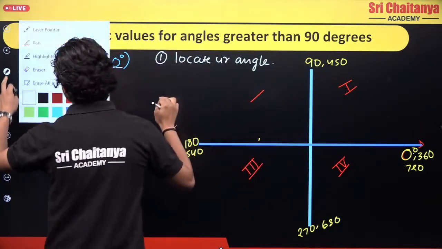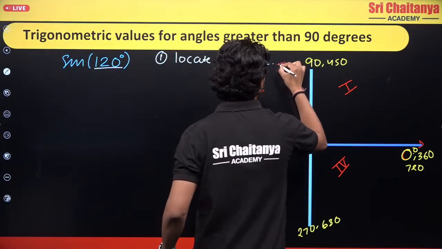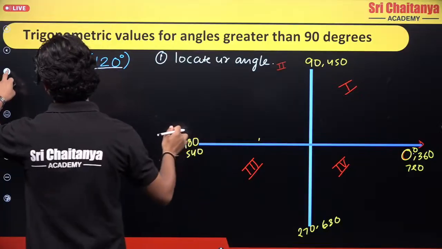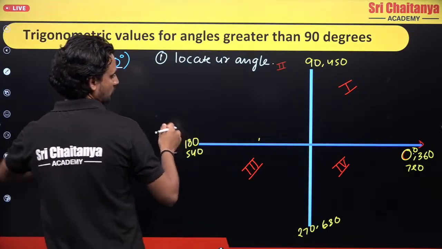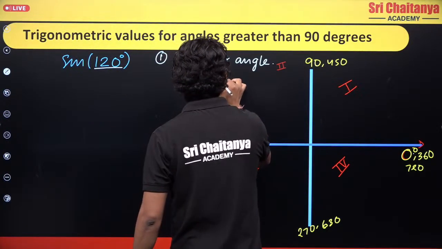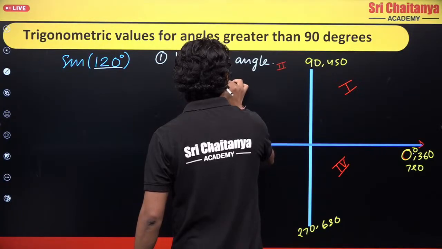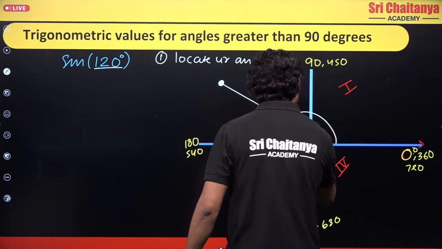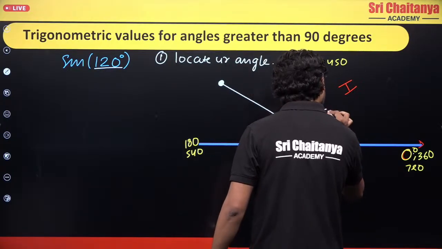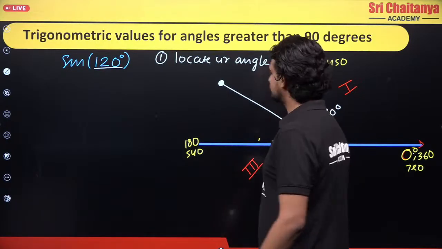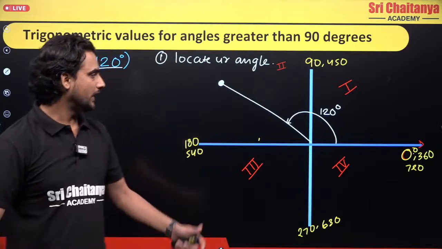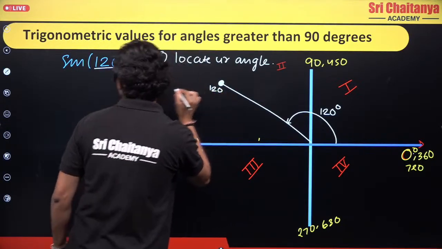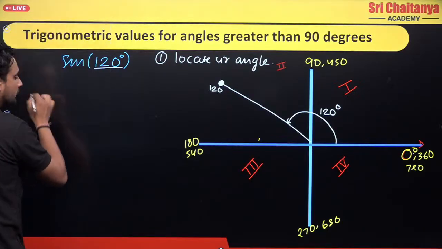So let's write this. I am saying that 120 will lie somewhere here. So what is this angle? This angle is 120 degrees. Correct? So I have located my angle 120 here. Now how can I write 120? So now I can write 120 in two different ways.